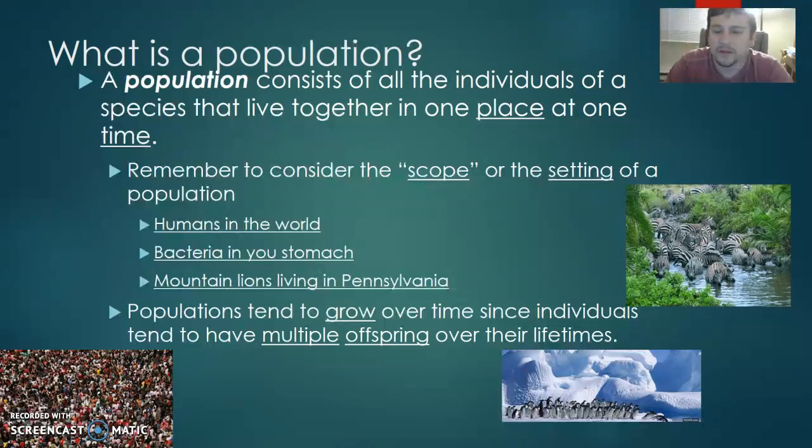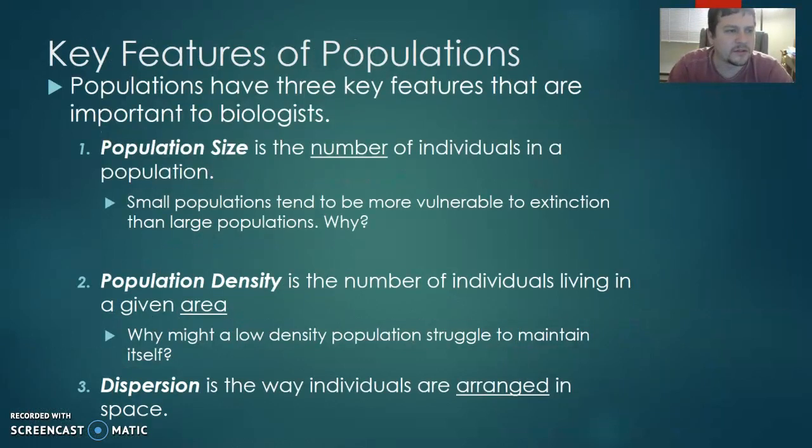Populations tend to grow over time since individuals tend to have multiple offspring over their lifetimes, and we'll start talking about how they grow and how they change. But before we do that, we're going to talk about some key features that make up a population, or how we define them. So firstly, there are three population characteristics. They are size, density, and dispersion.